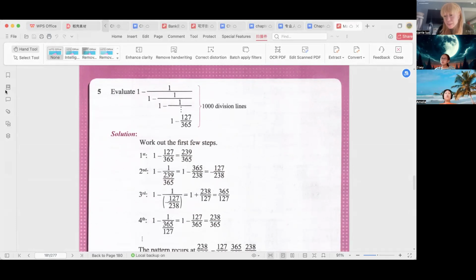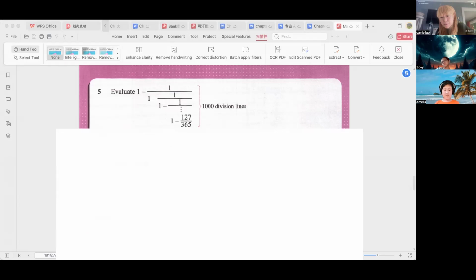So this question again is going to look at Amelia. She was like, are you kidding me? 3 division lines. Okay, so what does it mean? That means it's possible that we're going to calculate it by ourselves, right? Correct? Okay, so we can just do a couple of layers to find out the pattern. Then after you find out the pattern, then you can do that.